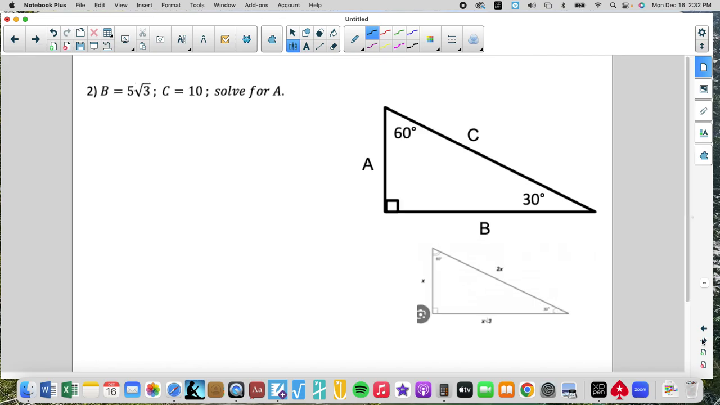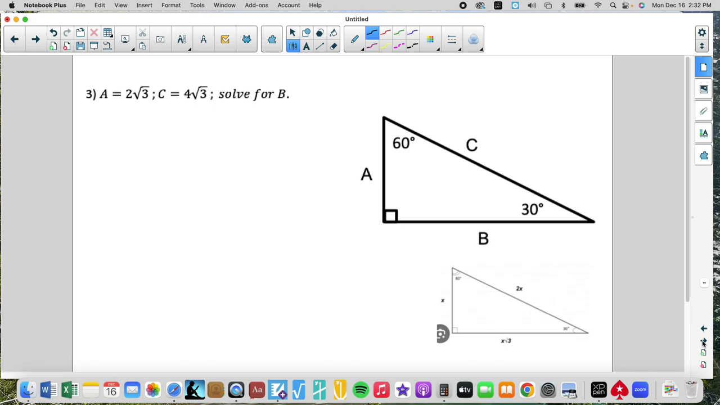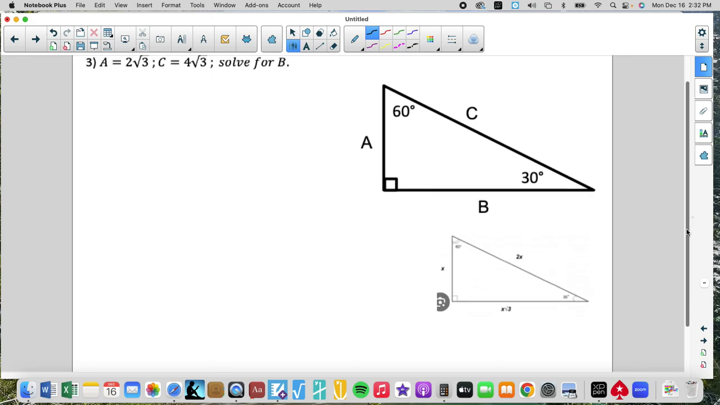We have to pay attention to which variable we're plugging into. B equals 5 rad 3. My hypotenuse is 10. So what is my short leg? A is going to be my short leg. So it's going to be half the hypotenuse, or 5. Or we would know it's the coefficient of rad 3. So A equals 5. Look how fast and easy this is. Oh, just you wait. They get fun.